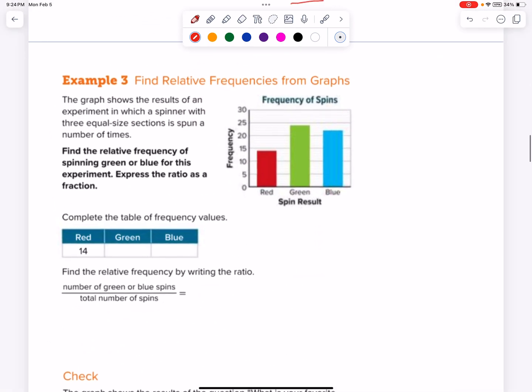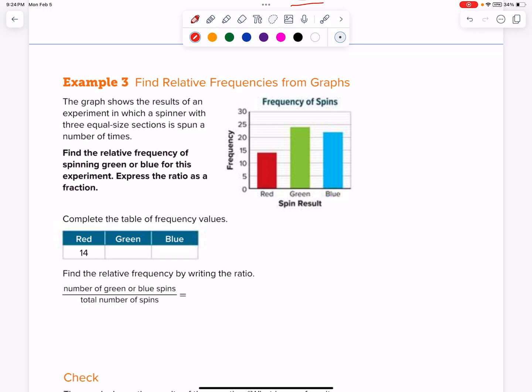All right, let's go ahead and look at example 3. Looking at graphs to determine the frequencies. Okay, so let's go ahead and take a look. Find the relative frequency of spinning green or blue. So we're including green and the blue.